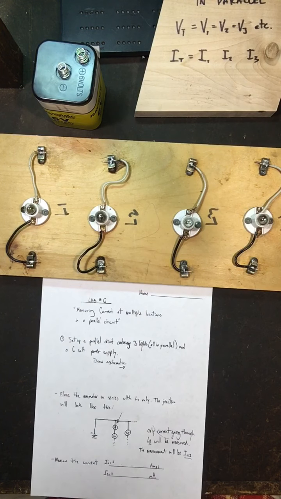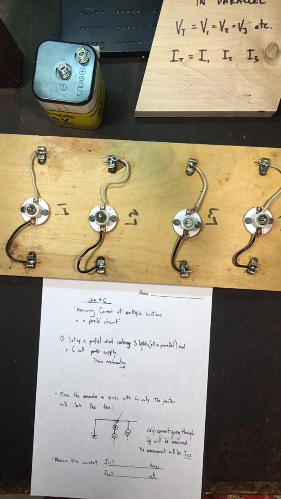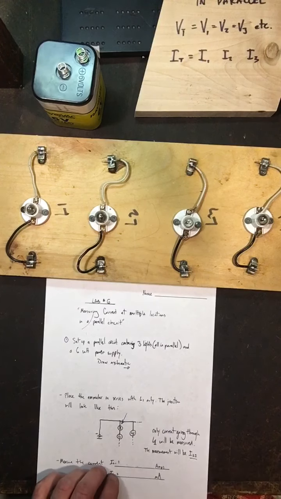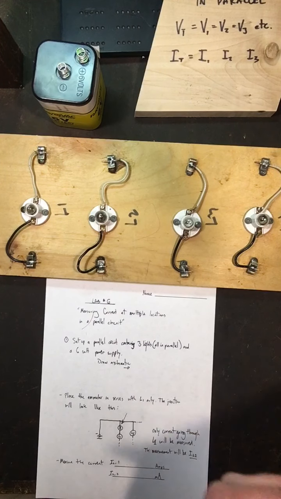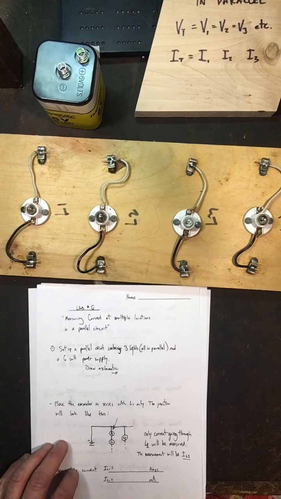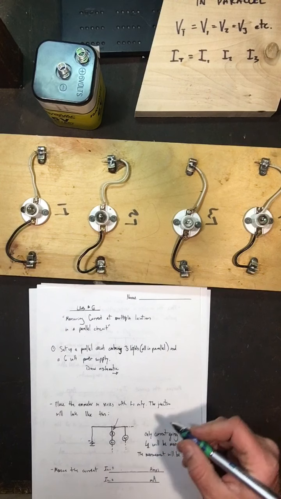So, measuring current at multiple locations in a parallel circuit. Set up a parallel circuit that has 3 lights in parallel and draw the schematic. Okay. 3 lights in parallel, I'll draw a schematic. I'm going to put some paper below this because otherwise it just gets dark on the other side. So, draw a schematic for 3 lights in parallel.